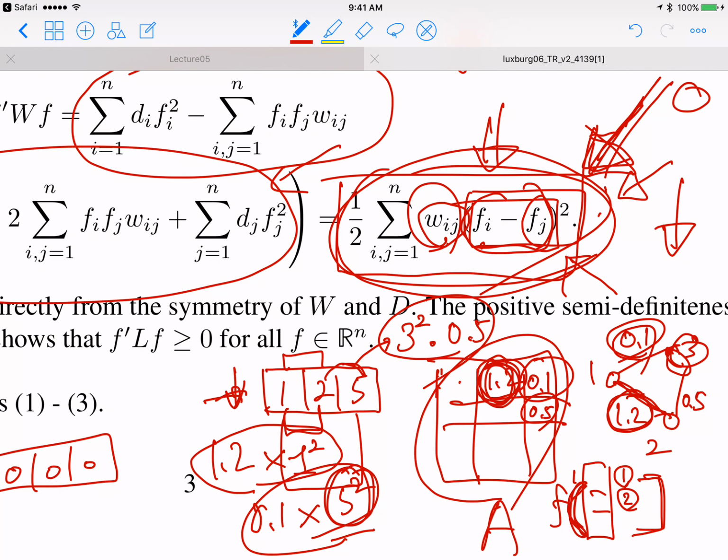Okay, so I was confused. This one should be 4 squared, right? 5 minus 1.